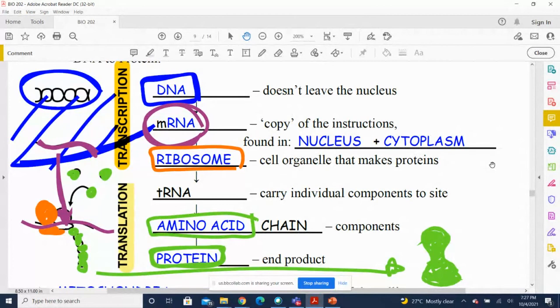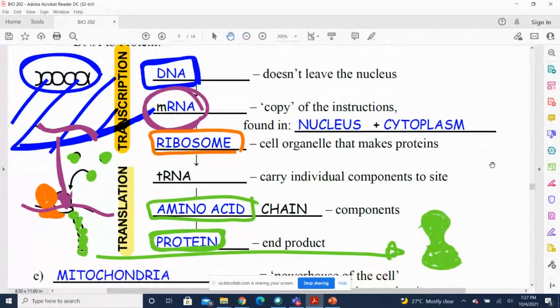And it was this process of translation that was taking the instructions that we got and giving them actual meaning to make a protein that we can use.